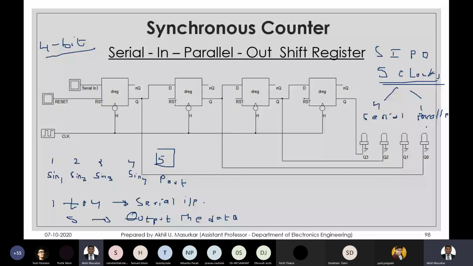Sixty-four clocks? No. It has to be 65 clocks. 64 bits means there are 64 flip-flops, and 64 flip-flops means you will require 64 clocks to input the data to completely fill the register, and one additional clock to output everything parallelly. So for a 4-bit, if it was 5 clocks, for a 64-bit, it would be 64 plus 1, that is 65.